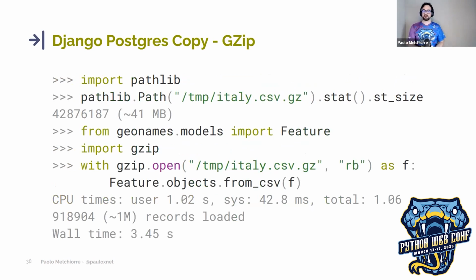To reduce space and transmission bandwidth, we have compressed our file in gzip format, reducing the file to a fifth. We can pass our compressed file directly to the Django Postgres copy without having to decompress it. Loading is done in a shorter time than before, and I want to repeat it because it's impressive. Almost 1 million records in just over 3 seconds on my old laptop.